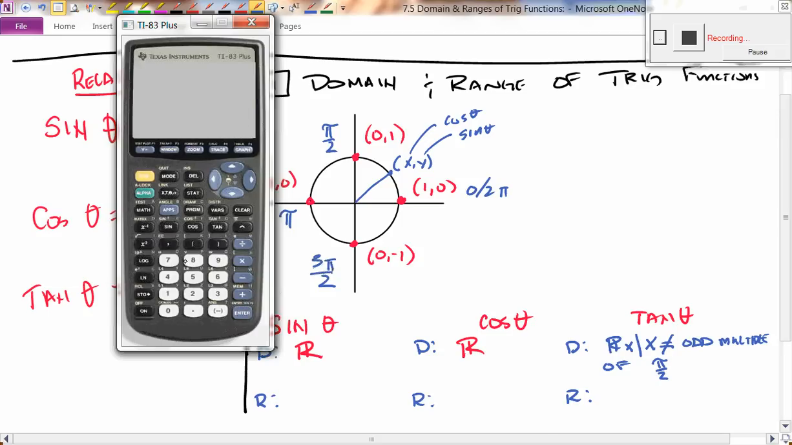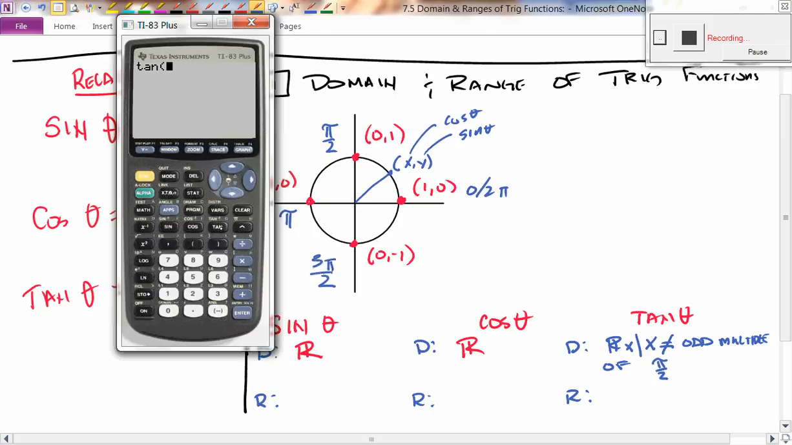Okay, here we go. Let's ask the calculator, what is the tangent of pi over 2? What should the calculator say? Undefined. Go away. I don't like you. Yes. It says domain error, right? Domain error. I don't like you. Go away. I don't like that question, right?